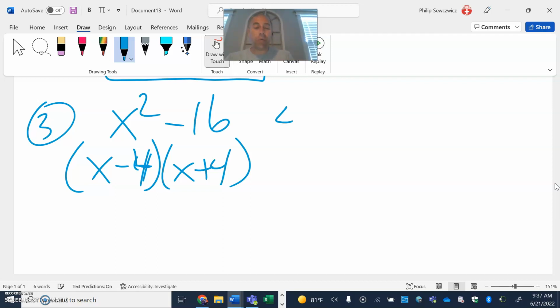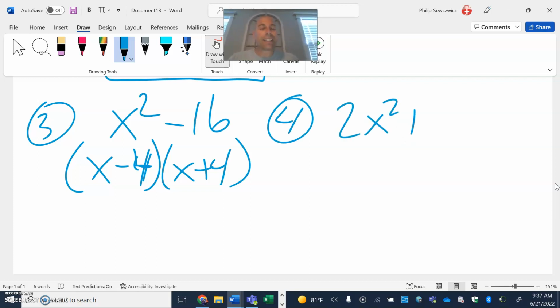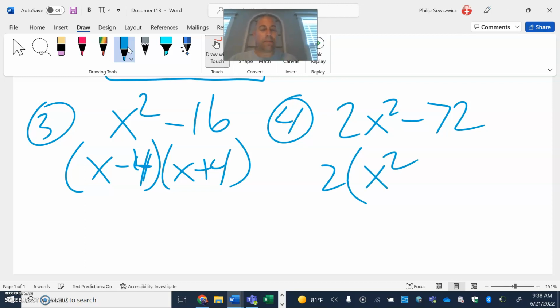Now, the thing we do want to watch for is your greatest common factor that shows up. So let's say we go 2x squared minus 72. All right, so it is a binomial, but the number one rule of factoring is always greatest common factor. They're both even numbers, so that means we can divide them both by 2. So we'll pull that 2 out. 2 times what is 2x squared? x squared. 2 times what is 72? Remember, dividing by a 2 is just cutting in half. So half of 72? That's a 36.